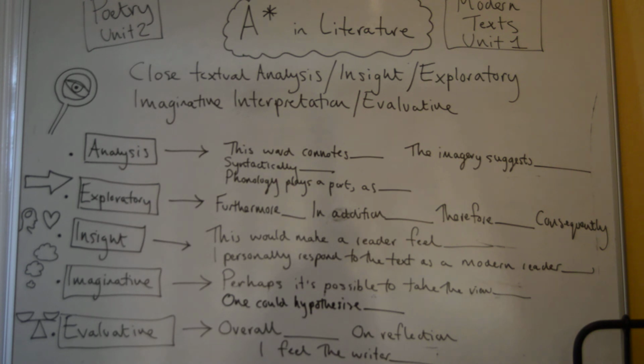So saying something imaginative could be just creating a debate about how you could read a poem and offering different angles. Being evaluative, I would say, is including some kind of conclusion at the end, and offering a personal reading. So overall, on reflection, I feel the writer. So you've maybe created a debate in an imaginative way, but you then come to some kind of overall evaluative conclusion about how you feel the writer is really presenting ideas.